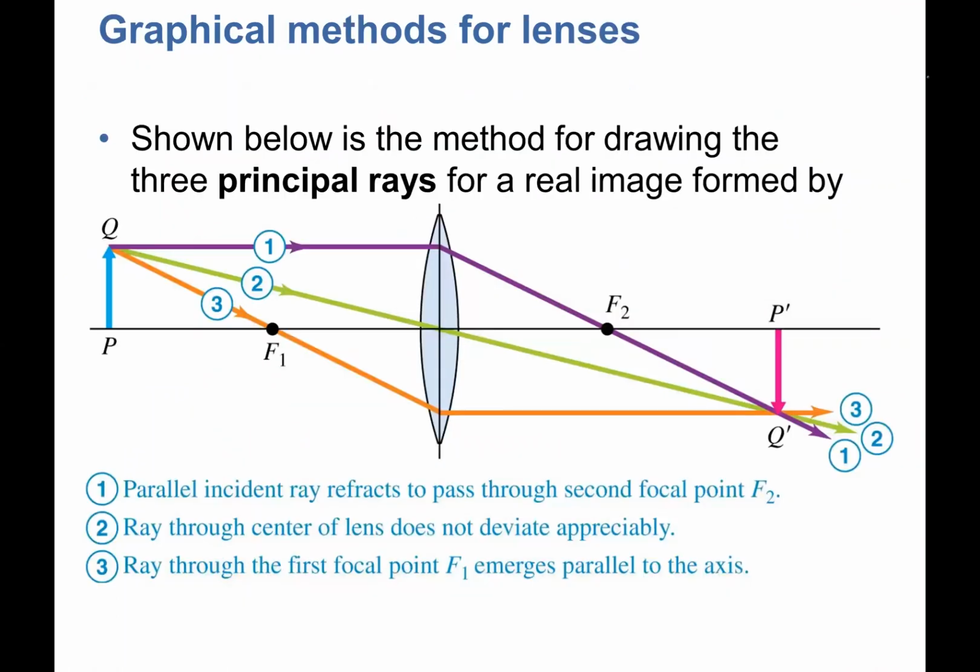All right, to summarize how we can find the image using the graphical method with principal rays: you have rays 1, 2, and 3. Ray 1 is parallel to the axis, then goes to the focal point on the other side. Ray 2 goes to the vertex without changing direction. Ray 3 goes through the first focal point and then travels parallel on the other side. They converge at Q prime, the tip of the image at P prime. Using those three, you can always find the image of a given object.